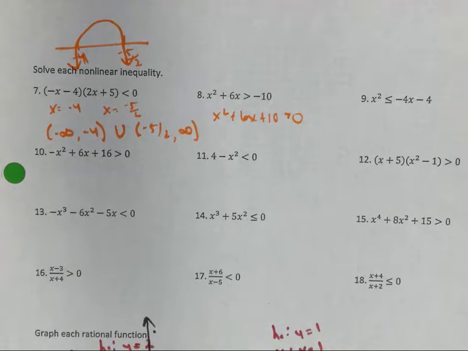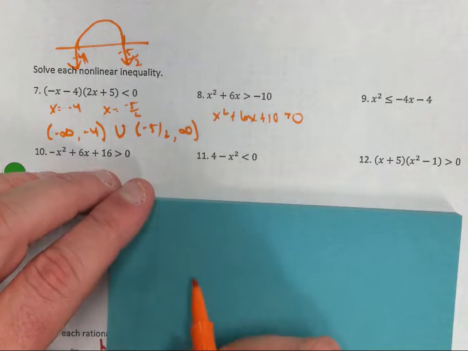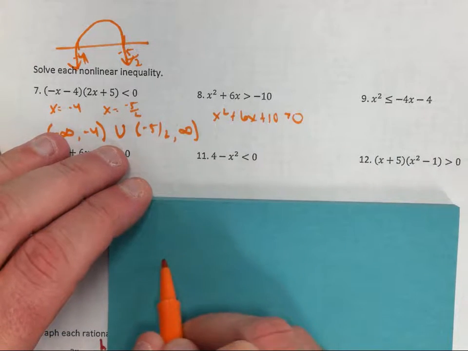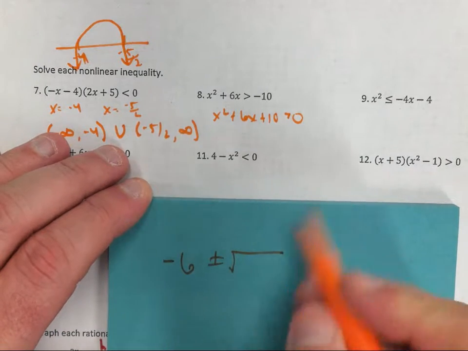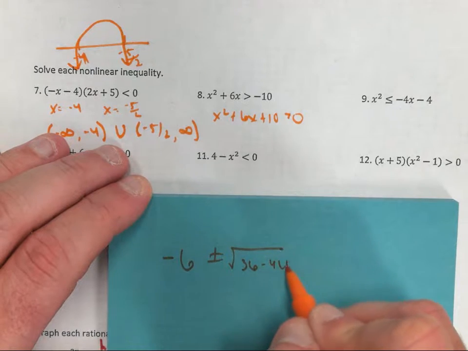Can number 8 be factored? No. So we will end up doing the quadratic formula. So watch this. Let's just talk about this. So this would be -b plus or minus the square root of 36 minus 4 times 1 times 10.